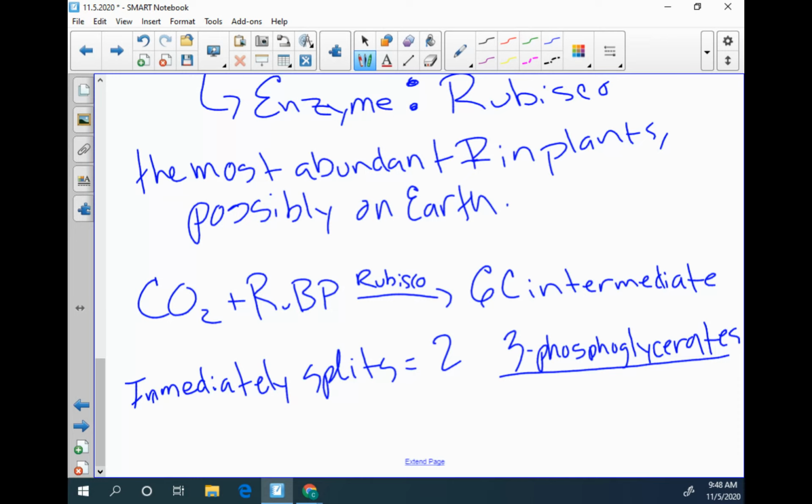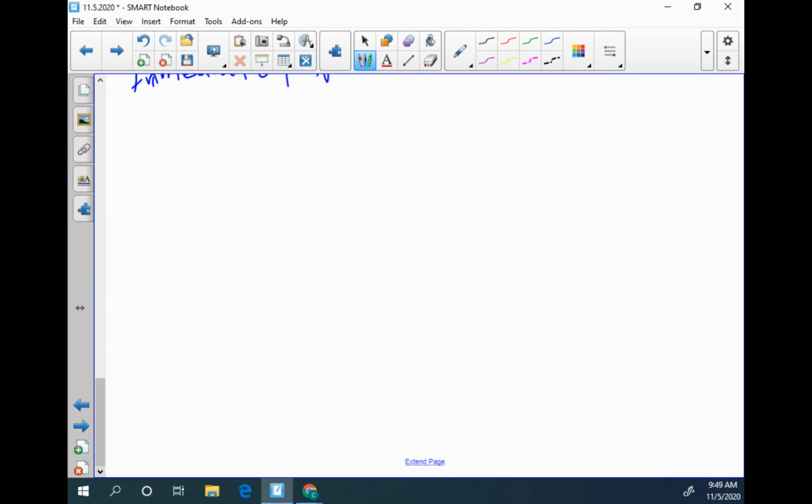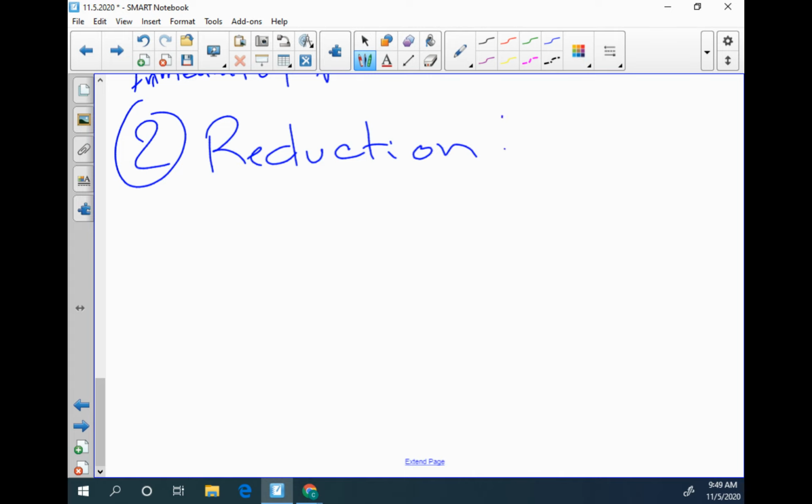So we had 1 carbon and 5 carbon. We got 6 carbons. Now we have 2 3-carbons. And that's step 1. We've got carbon dioxide out of the atmosphere now. Now we have to get it to something we can use. That's where we get step 2, which is reduction. A lot of redox reactions in biology.